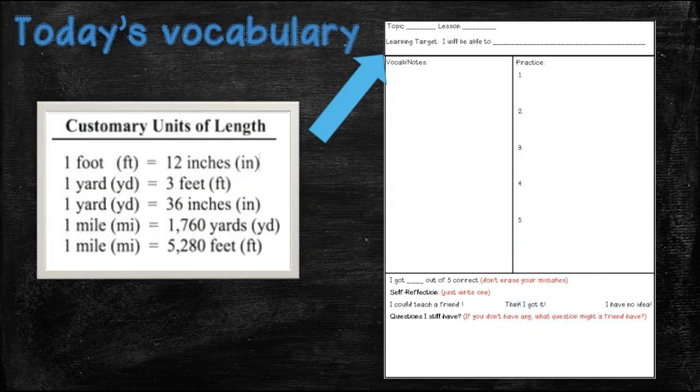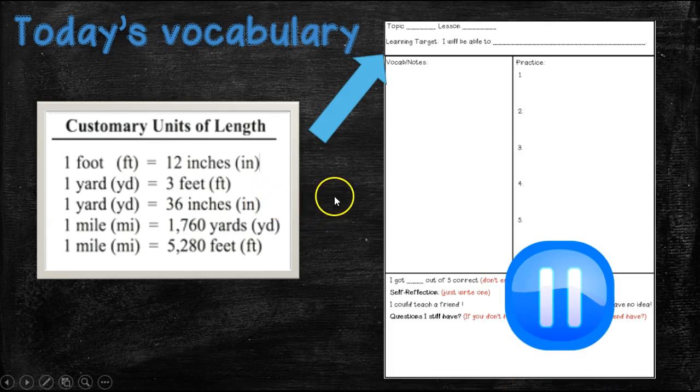Okay, here's today's vocabulary. This is actually a conversion chart. In topic 13, you're going to just have to memorize a bunch of the different conversions. Here are the customary units of length. So go ahead and pause the video and write them in.